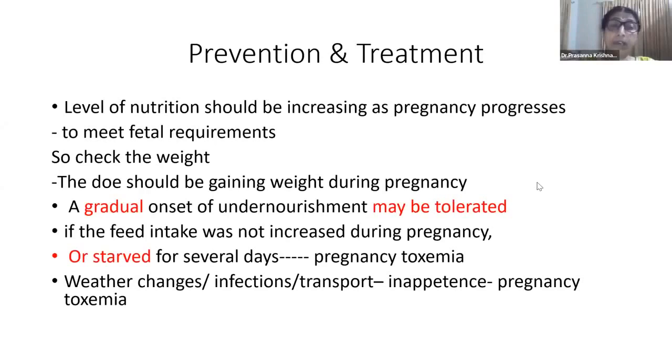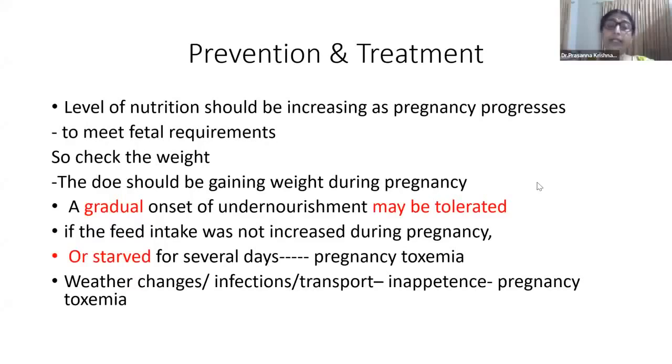That means a gradual increase in the weight is mandatory. If we are not giving sufficient nutrients and there is undernourishment, this may even be tolerated when there is a gradual onset of undernourishment. That will not lead to toxemia. But if the feed intake was not increased during pregnancy, and we are not attending to the requirement of the animal as per the stages of pregnancy, or if the animal is starved for several days, then it can cause pregnancy toxemia.